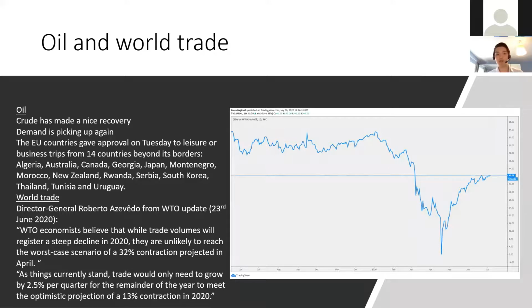In terms of world trade, we have Director General Roberto Azevedo, and he recently gave an update saying the recent data is on track to meet the optimistic projection of a 13% contraction. And I took that quote because I thought it was quite interesting that the most optimistic scenario is a 13% contraction. So coronavirus has accelerated this trend away from globalization. And we saw that with Trump's policies, with Brexit, and more recently countries realizing they're importing 90% of their medical supplies.